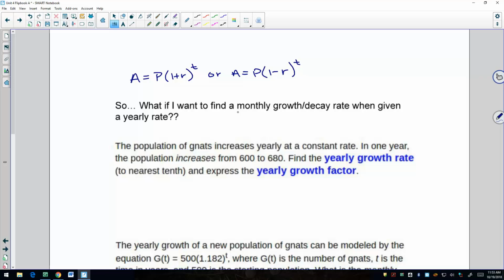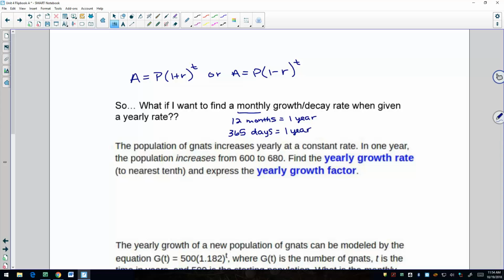Well, what if we want to find the monthly growth rate? What if I wanted to take my money out of my bank account after 2 months instead of a whole year? So you have to recall that 12 months is 1 year. And in case they ask daily, it's the same process, but you have to know that there are 365 days in 1 year.